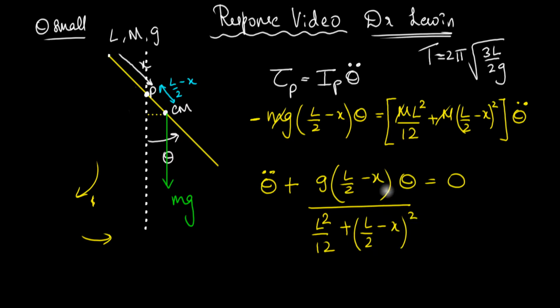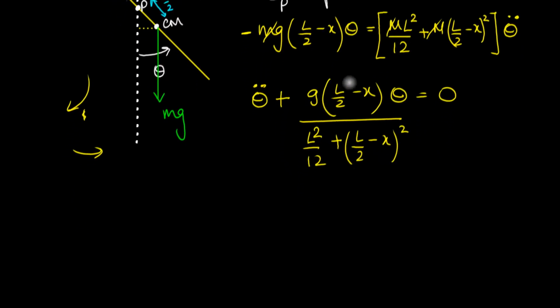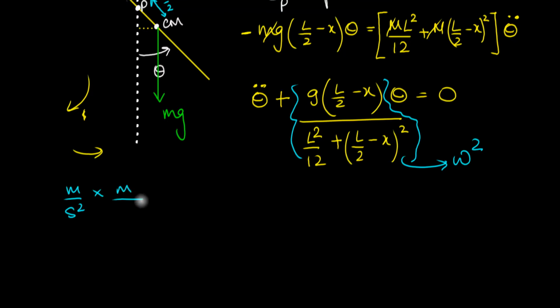Please, God. Okay. And that tells us that this monstrous expression in the brace bracket has to be omega squared of this oscillation. So let's first check whether it has the units of omega squared, because if it doesn't, everything is screwed up. So g is meters per second squared, and I have numerators of meters, I have denominator meter squared, this cancels.